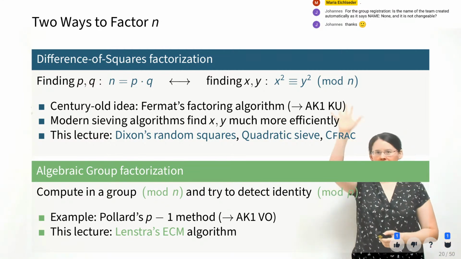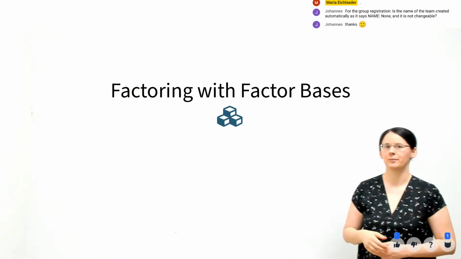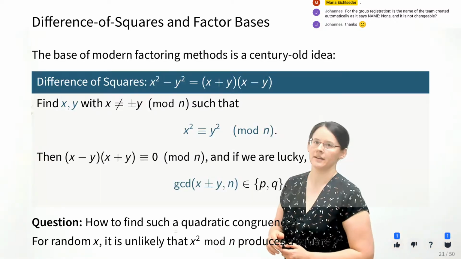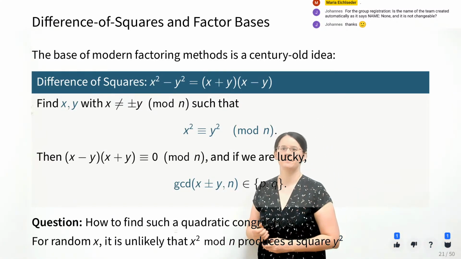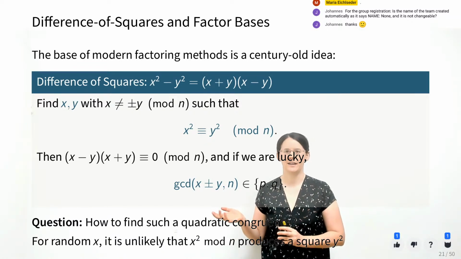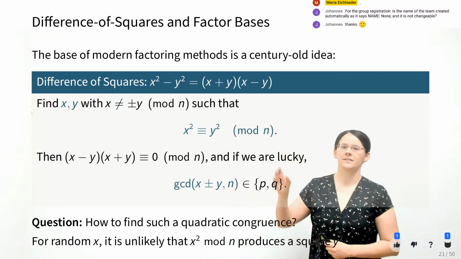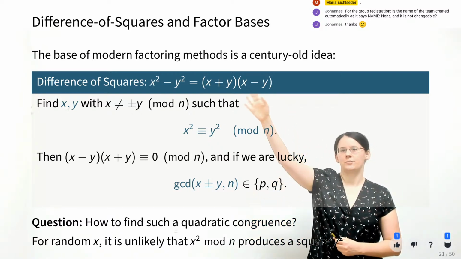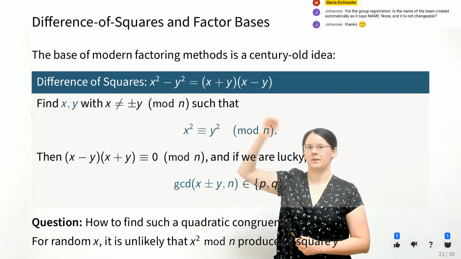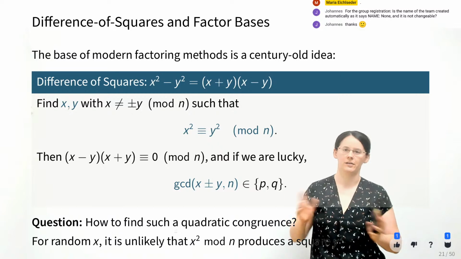So let's first have a look at this category here. Factoring with factor bases. So I mentioned already this basic idea that finding the factors is the same as finding two numbers x and y, such that their difference of squares, which we can also rewrite as x plus y times x minus y thanks to the binomial formula, is divisible by n.